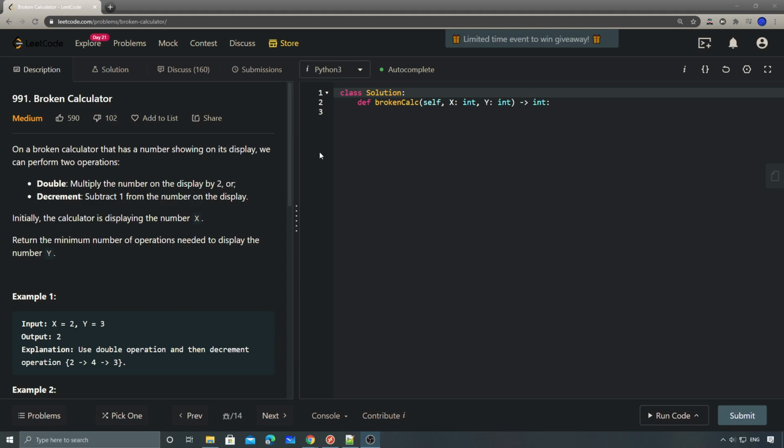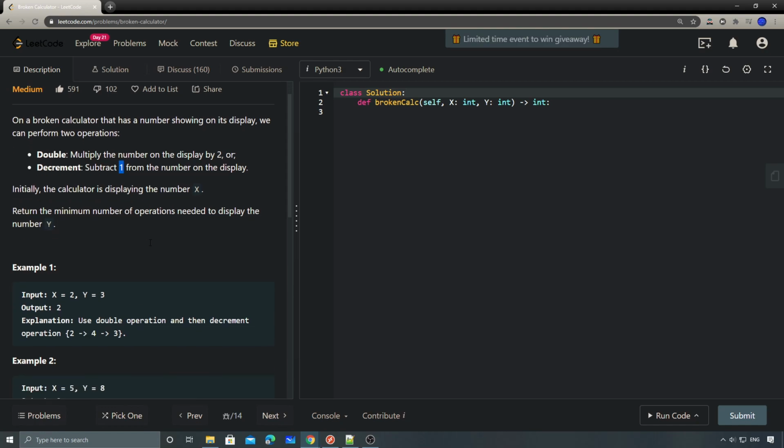So let's take a look at today's daily challenge problem, number 991, Broken Calculator. This one is very interesting. I would call it a math problem. You're given a broken calculator that can only do two operations: you can double the number by two, or you can decrease the number by 1. Then you're given x and y, and you need to return the minimum number of operations needed to change the number from x to y.